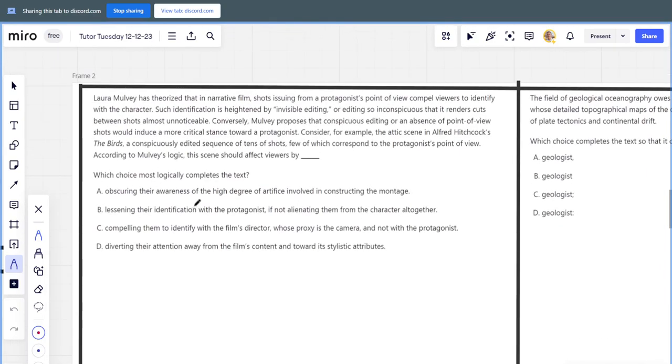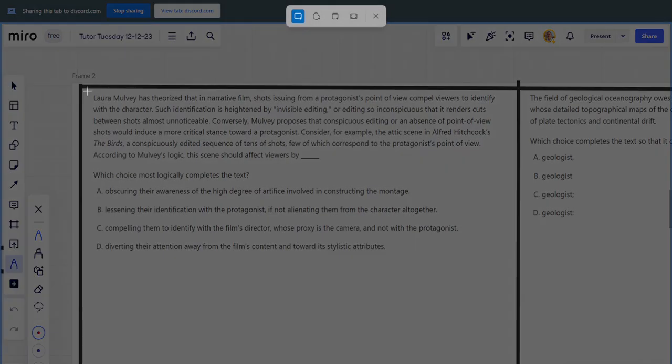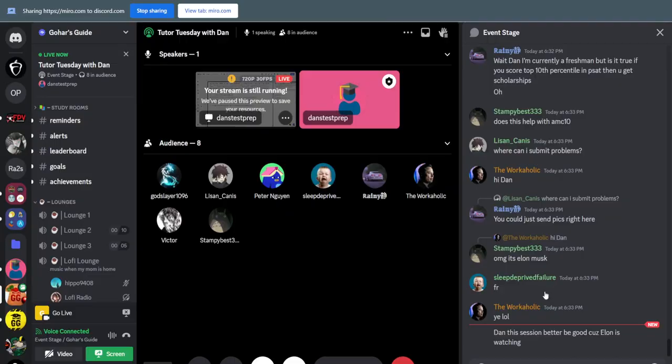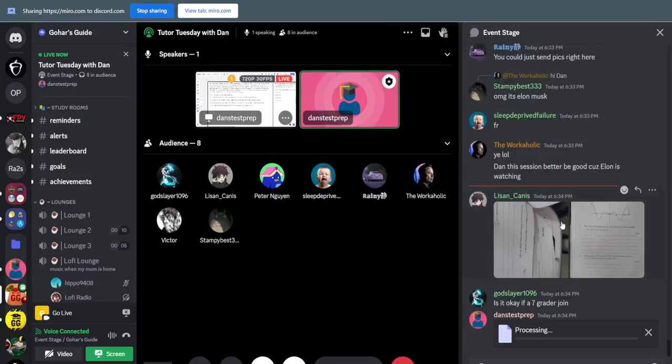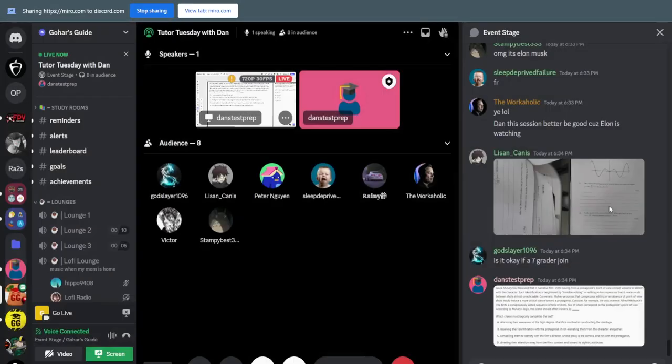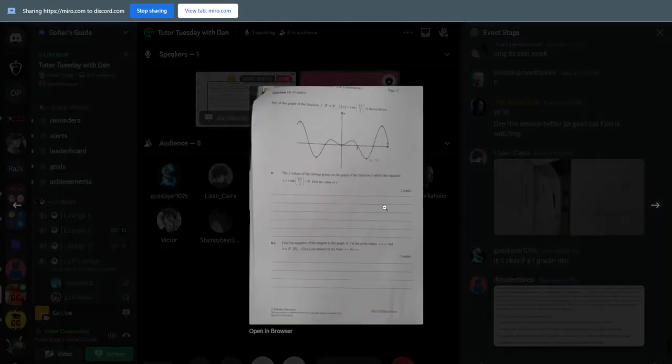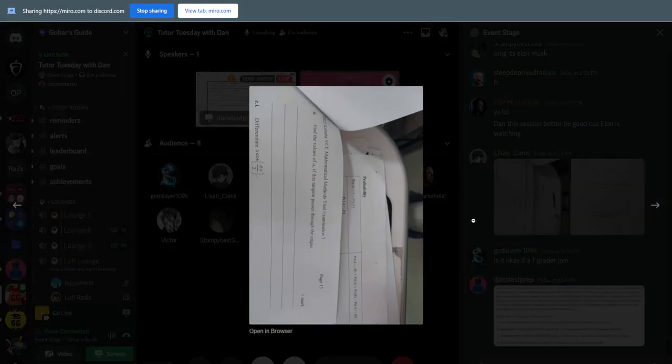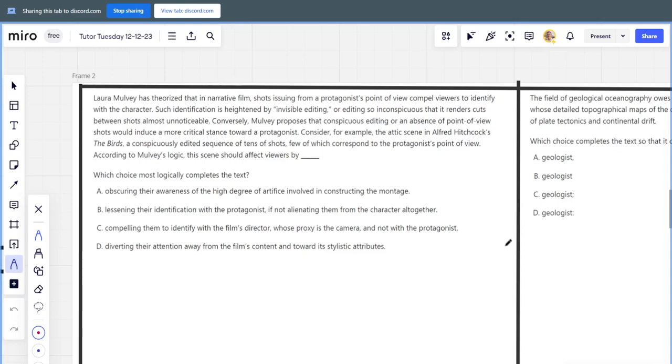So we're going to start with some reading questions. Let me see. We got some questions in chat here. Kind of looks like calculus. Maybe I'll come back to it, or maybe you could send it towards the end of the session, because we're going to focus on the SAT stuff for now. So this first one is a reading question.